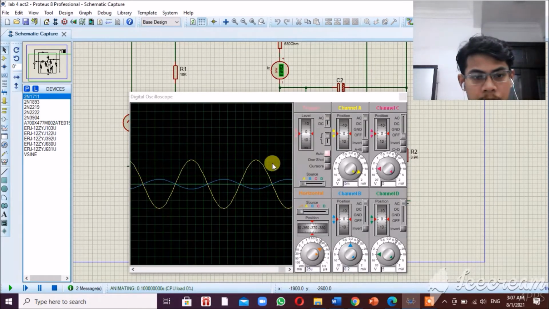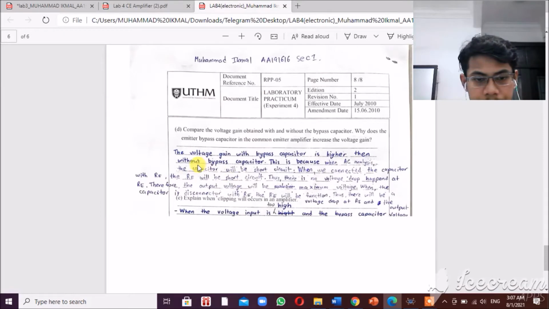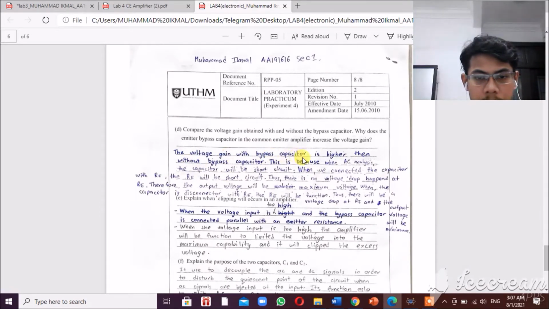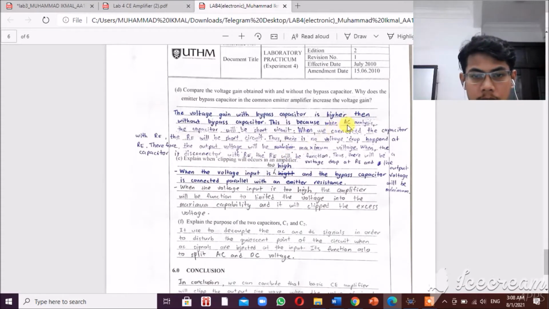So that's right. And the output became like this. This is because the voltage gain with bypass capacitor is higher than without bypass capacitor. This is because in AC analysis the capacitor will be short circuit. So when we connect the capacitor with RE, the RE will be short circuit or will not function. Thus, there is no voltage drop at RE. Therefore, the output voltage will be maximum. That's why the output will be high.